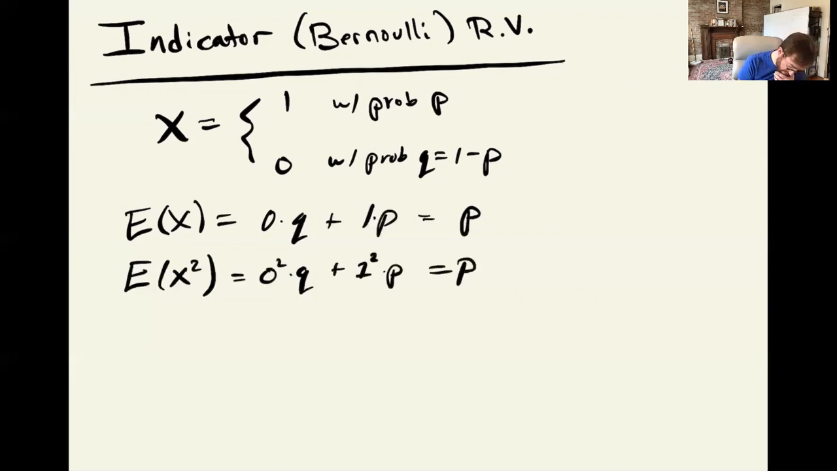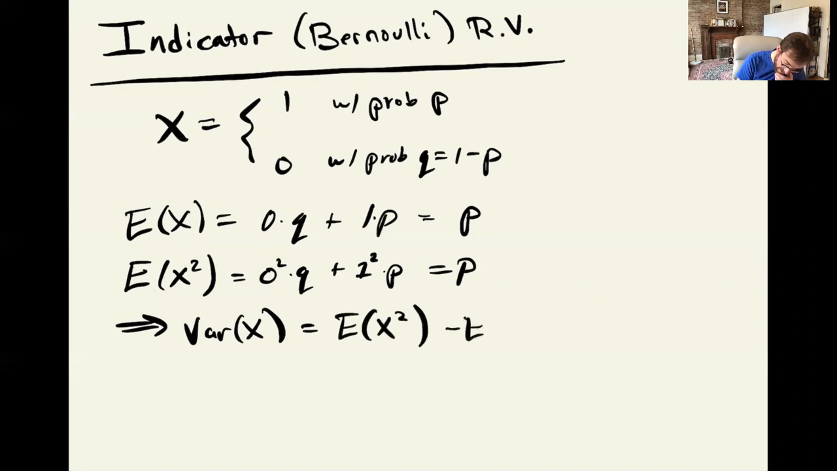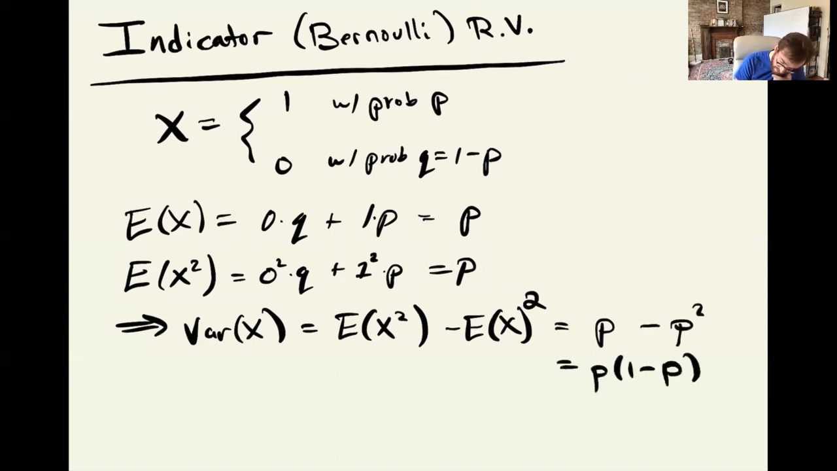So now if I use my formula, I get that the variance of x is the expectation of x squared minus the expectation of x, squared. This ends up equaling p minus p squared, which is equal to p times 1 minus p, or sometimes you'll see it written as p times q. So the variance of a Bernoulli random variable, or an indicator random variable that's associated to some event with probability p, its variance is p times q.